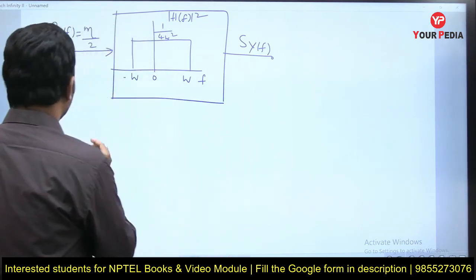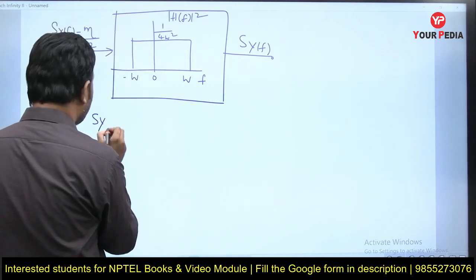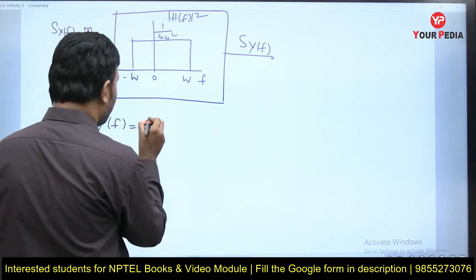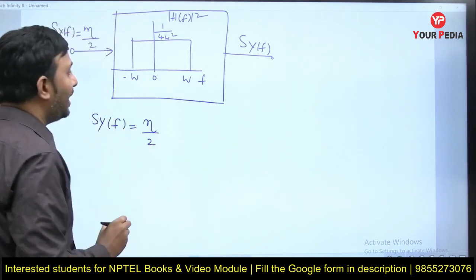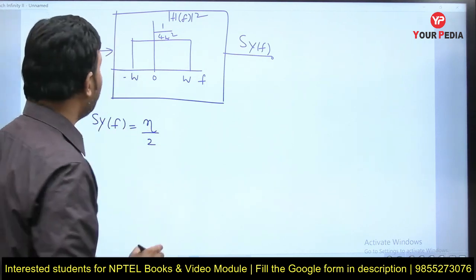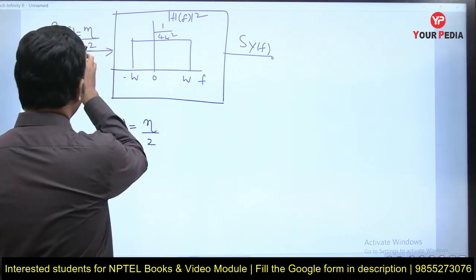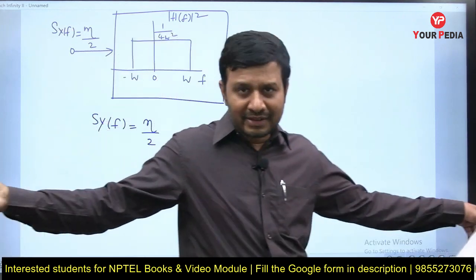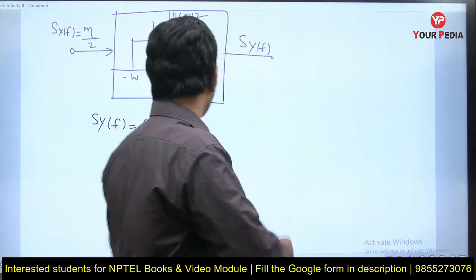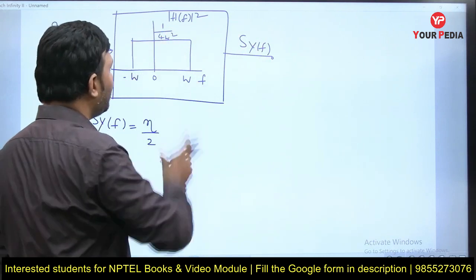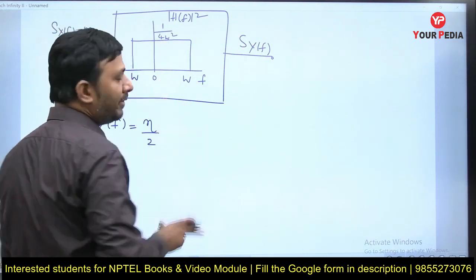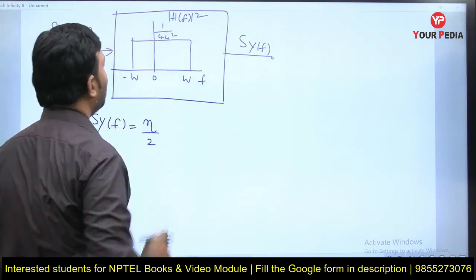Okay. Now, what is your output power spectral density? Input power spectral density multiplied with magnitude of H of f whole square. But see, this eta by 2 exists from minus infinity to plus infinity. But this one exists from minus W to W, with a value of 1 by 4W square.